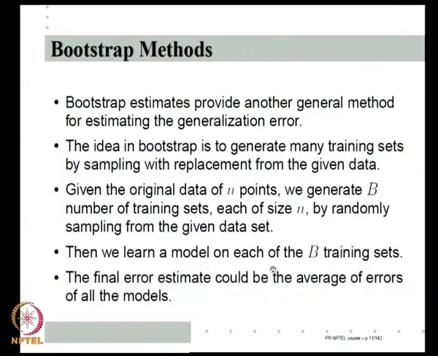So, now we have B number of f hats learnt, each one from its training data set. Now, we have the original data set anyway. So, I can choose the final error as the average of the errors of all the models on the original data set I have, right.